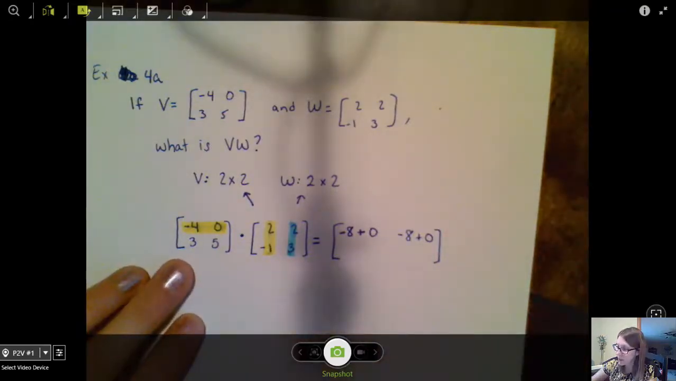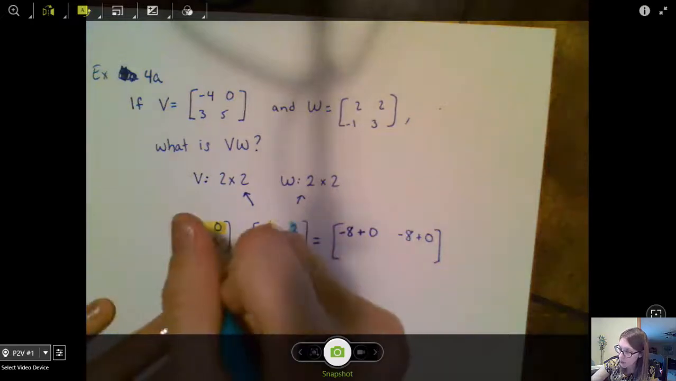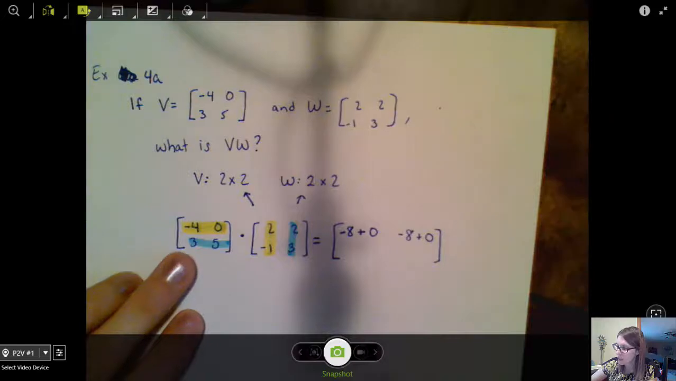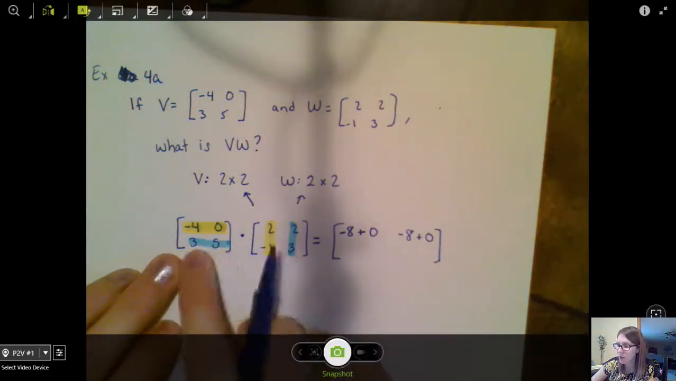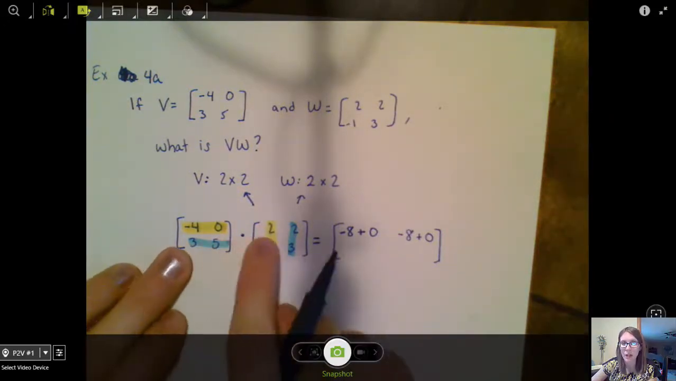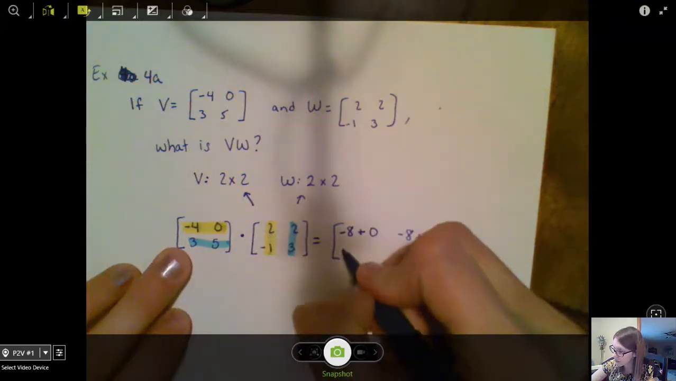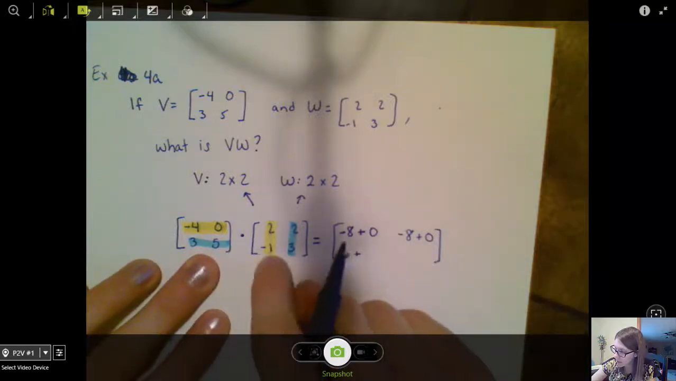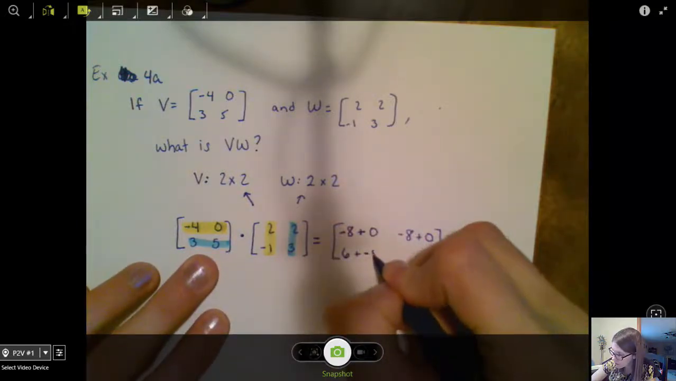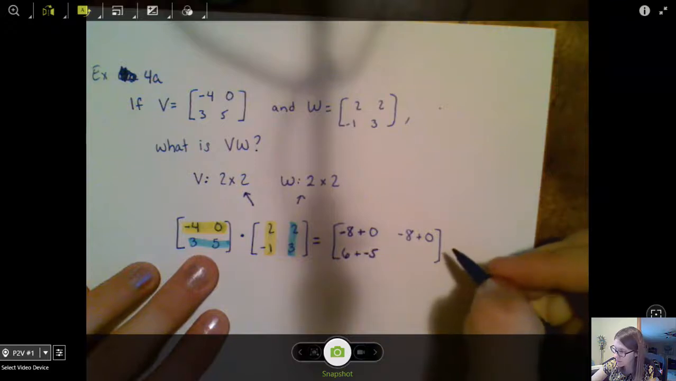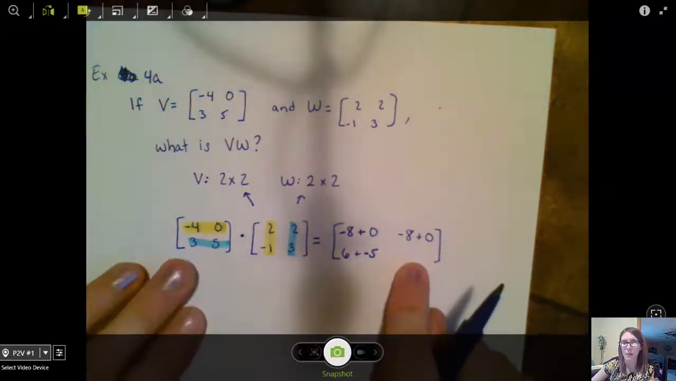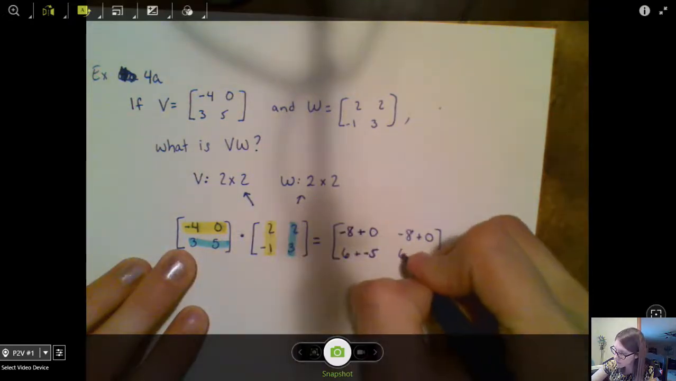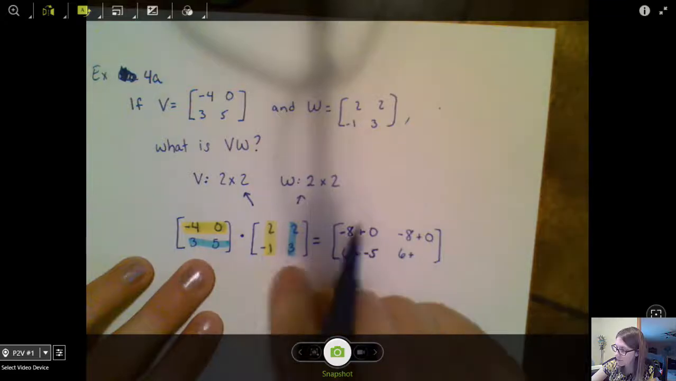To get my second row, I'm going to do the same thing, but with the second row in my original matrix, which I'll highlight in blue now. So I'll take 3, this first row, times this first column. 3 times 2 is 6, plus 5 times -1 is -5. And then my bottom right corner here is 3 times 2 plus 5 times 3.